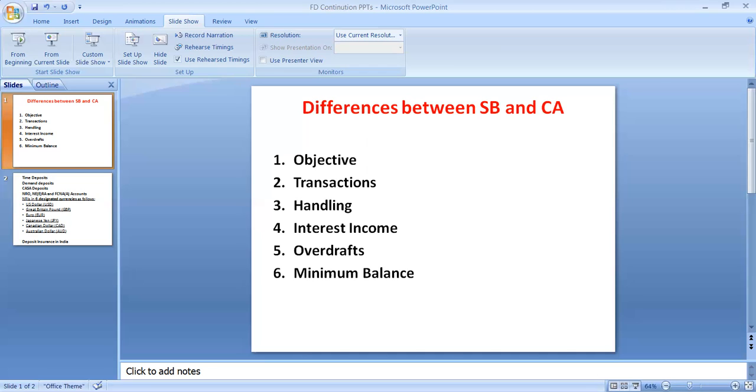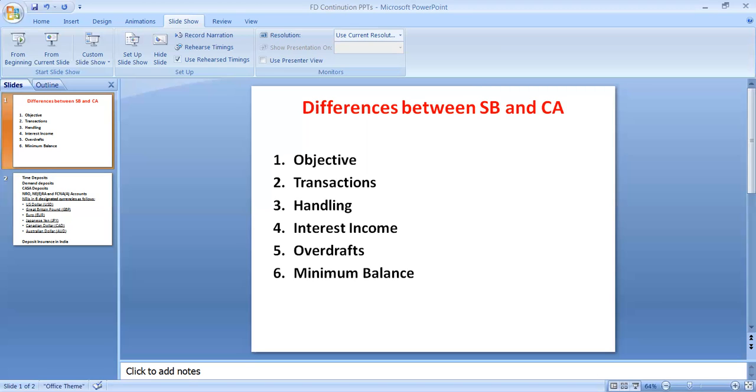Well, the last difference as far as minimum balance is concerned, because in the last class we have studied in detail different types of deposits. In that you have studied saving banks account, current account, correct? So the sixth difference, already discussed, is minimum balance.